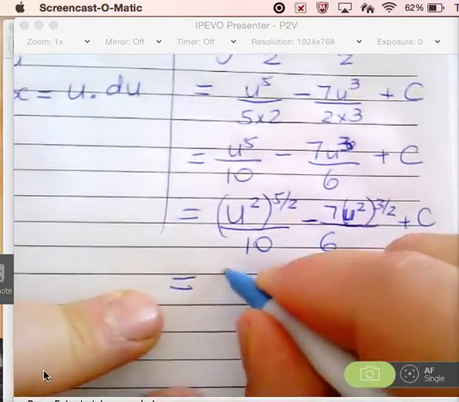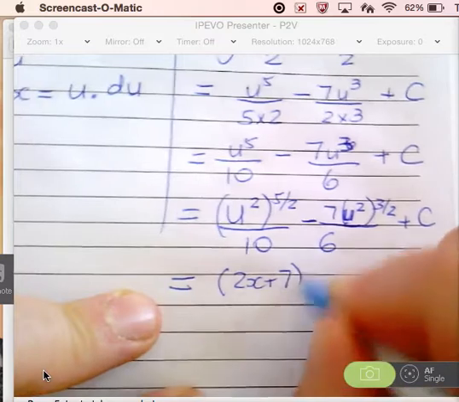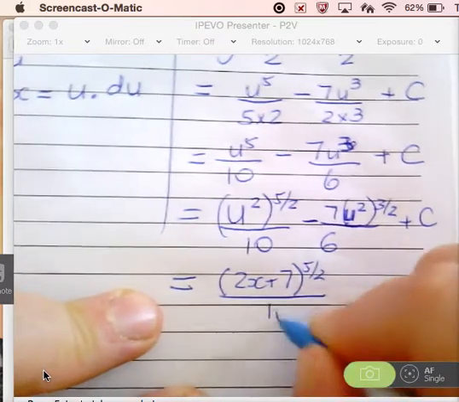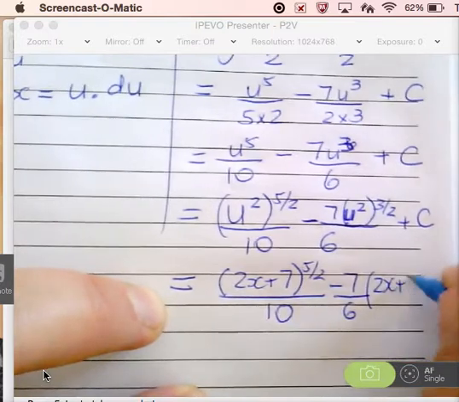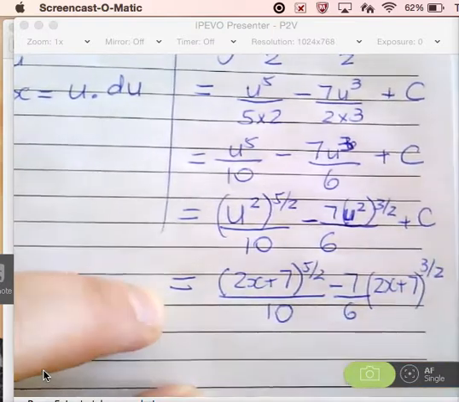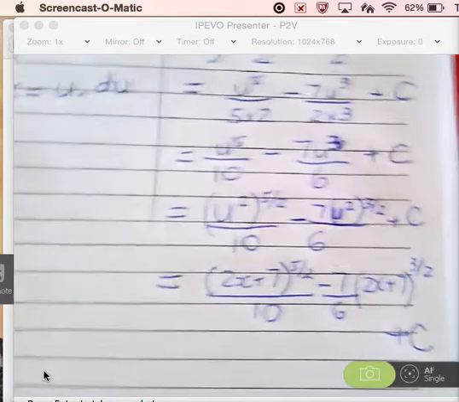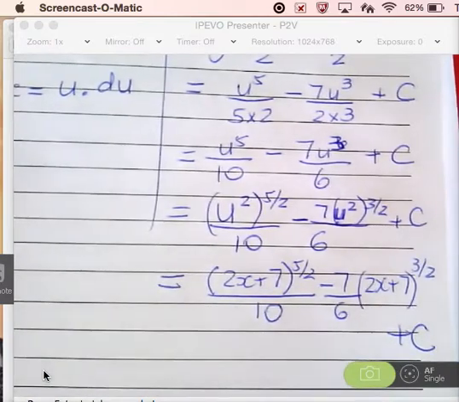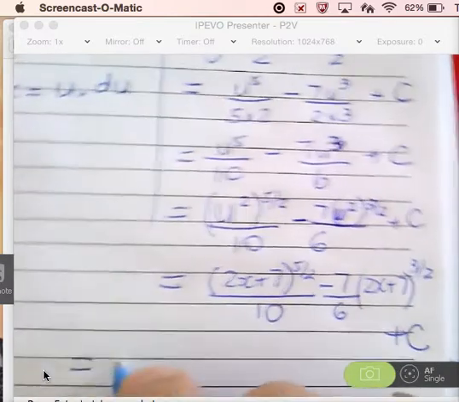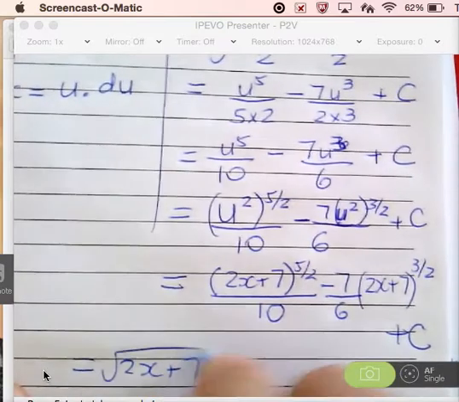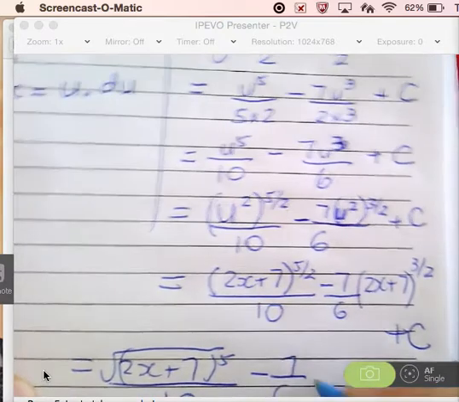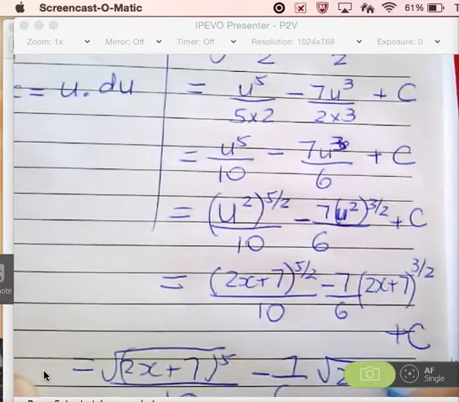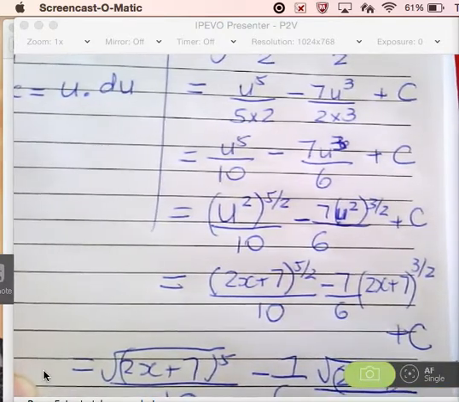Which is 2x plus 7 to the 5 on 2 over 10 minus 7 over 6, 2x plus 7 to the 3 on 2 plus C, and then write your square root business and all that, all right? Which is the square root of 2x plus 7 to the power of 5 over 10 minus 7 over 6, the square root of 2x plus 7 cubed, plus C.